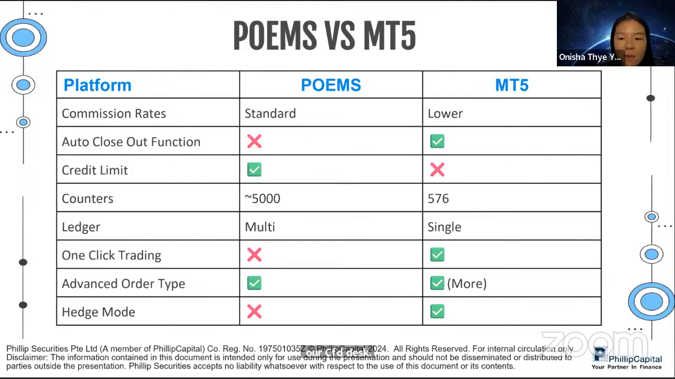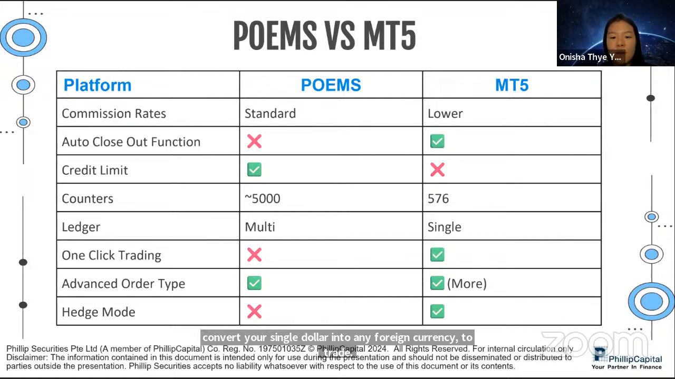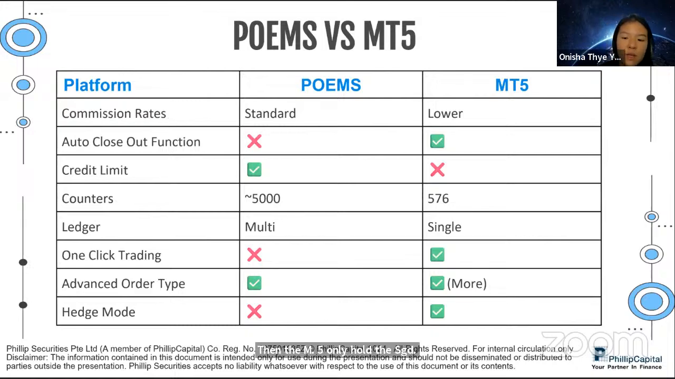Okay. Now, for the ledger in POEMS, as I said just now, it would be multi-currency. So in POEMS, you can convert your Sing dollar into any foreign currency to trade. Whereas in MT5, the system will only hold the margin required in Sing dollar. So let's say, for example, you buy an Apple contract, and the 10% initial margin would be $20. Then MT5 will only hold the SGD equivalent of the USD $20.